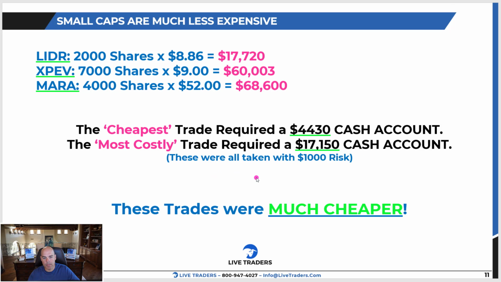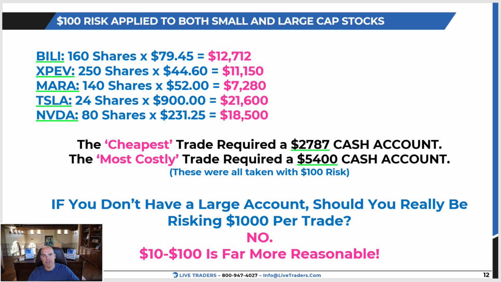So I don't want to hear about, oh, it takes a lot of money to make money. It doesn't take a lot of money to make money. But here's the rub. If you don't have a lot of money, you really shouldn't be trading huge amounts of money either. So what if we took all of those trades and brought them down to reality? Reality would be $10 to $100 risk. Because if you have a $2,000, $3,000 account, you're not doing $1,000 risk. You're not betting 30% of your account on one trade.